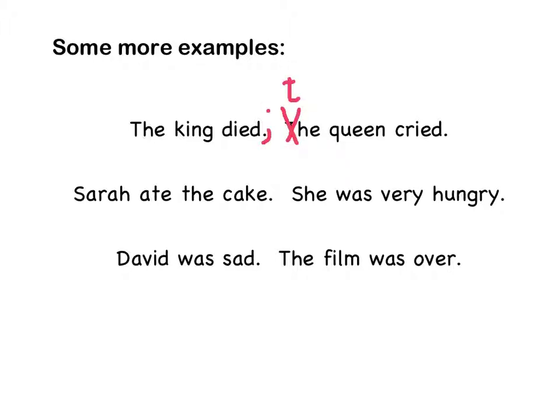Some further examples: the king died, the queen cried, again related, so we put a semicolon in the middle and replace the uppercase T with a lowercase. Sarah ate the cake, she was very hungry, again related, so we use a semicolon. Remember, she is a pronoun, so we do need to take away that capital letter. Finally, David was sad, the film was over. Again, both full sentences, both related, so again we use a semicolon and we replace the uppercase with a lowercase.